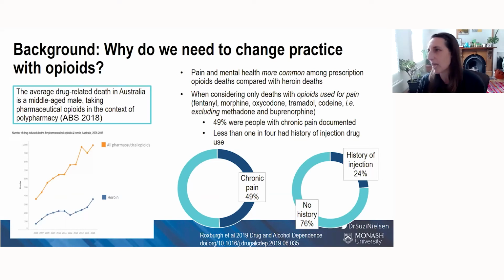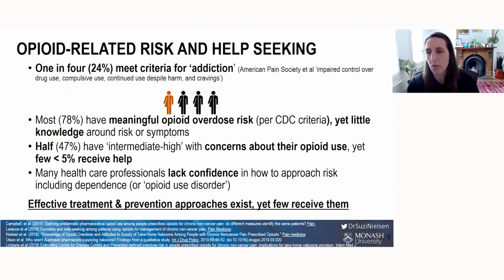Just to give a bit of a summary from some of the work that we've learned around opioid-related risks and help seeking. Most of this comes from the POINT cohort, which has been led by Professor Louisa Degenhardt. It's a cohort of a community-based sample of people prescribed opioids for chronic pain. This was more than 1,500 people on long-term opioids, and it wasn't a population recruited on the basis of experiencing any kind of problems.